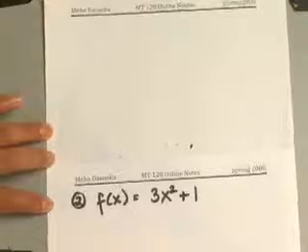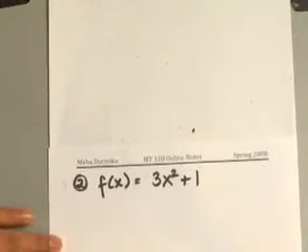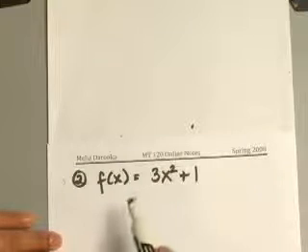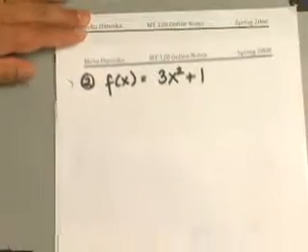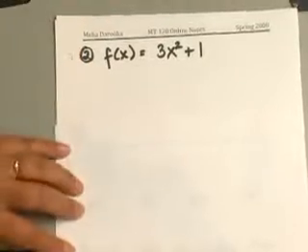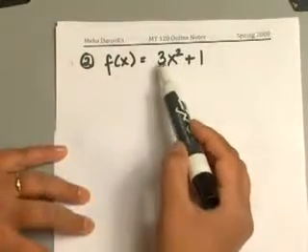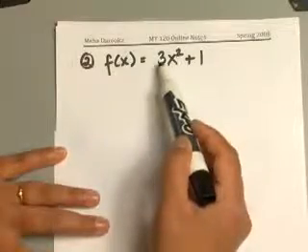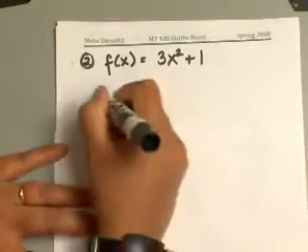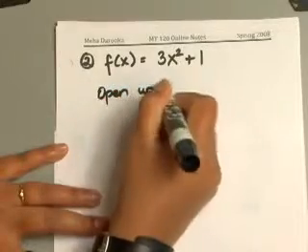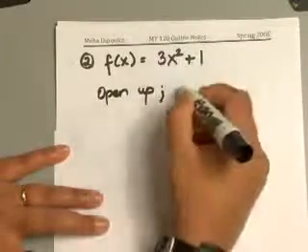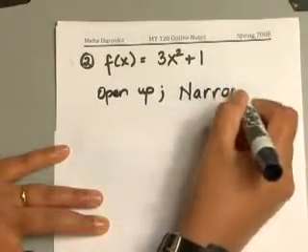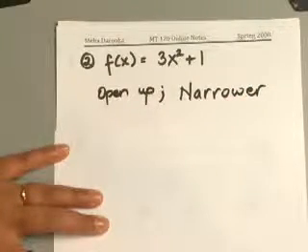All right, how about this one here? Now you have f of x equals 3x squared plus 1. So again, you're looking at the coefficient of the squared term, which is 3. It's a positive number, which tells us that it's going to open up, or open upwards. And 3, of course, is greater than 1 in value, so that tells us the graph is going to be narrower than the graph of our x squared function.